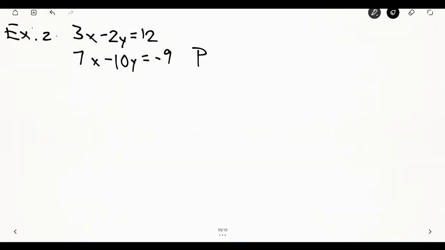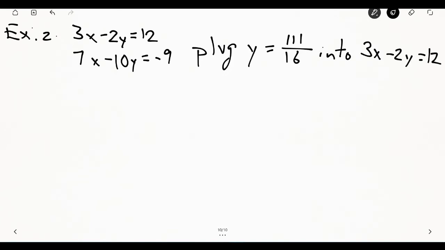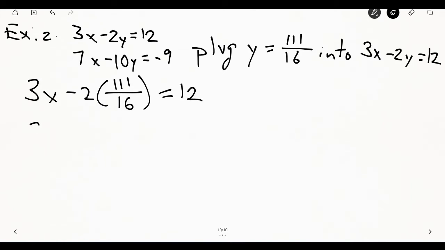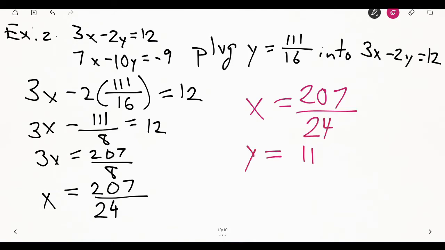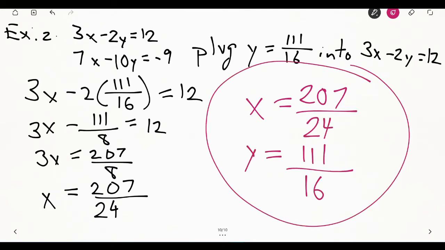Now that we found y is equal to 111 over 16, we can plug that into 3x minus 2y equals 12 to actually solve for x without any y variables. Doing so, we get 3x minus 2 times (111 over 16) equals 12. Distribute the 2 to get 3x minus 111 over 8 equals 12. Then add 111 over 8 to both sides to get 3x equals 207 over 8. Then we can divide both sides by 3 to get x equals 207 over 24.